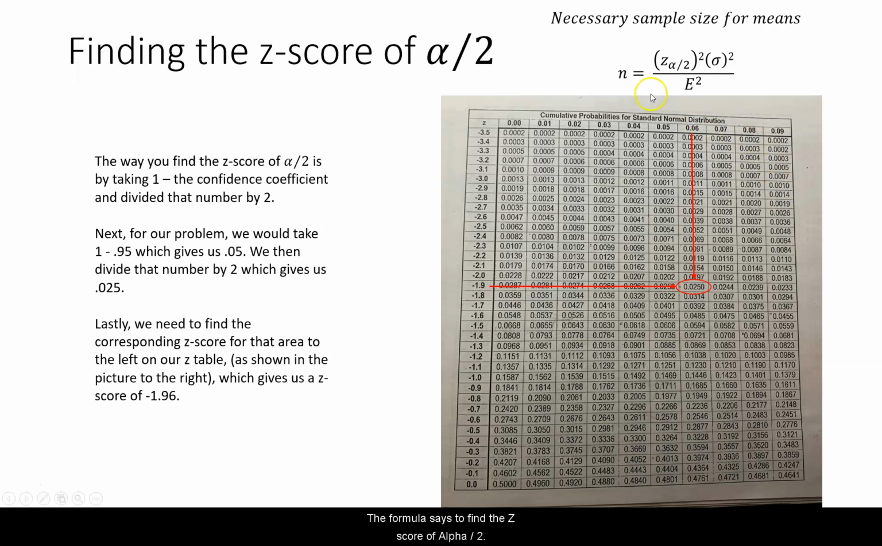The formula says to find the z-score of alpha divided by 2. The way that you find the z-score of alpha divided by 2 is by taking 1 minus the confidence coefficient and dividing that number by 2. So for us in this problem, we would take 1 minus our 0.95, which gives us 0.05, we found that before, but then we divide that number by 2, which gives us 0.025. Lastly, now that we have our area to the left, we find the corresponding z-score for that area on our z-table, which gives us a z-score of negative 1.96.